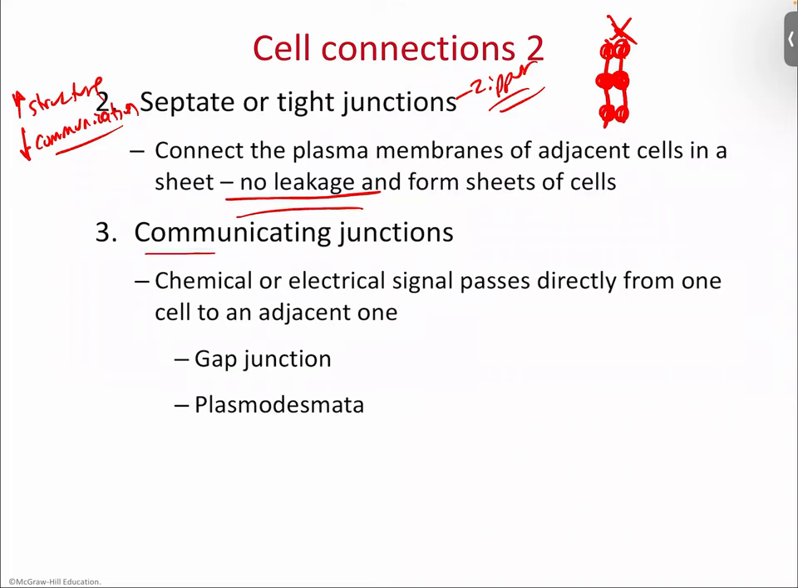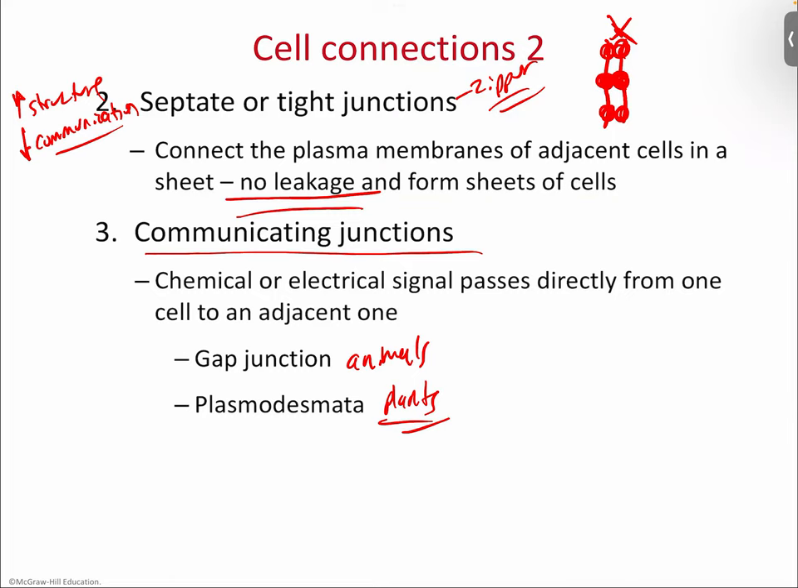And then, of course, the last ones are the communicating junctions. Now, communicating junctions, there's two different types. There's gap junctions, this is in animals, and there's plasmodesmata, this is actually in plants. So what exactly are these communicating junctions? Well, basically, both of them are constructed the same. Plasmodesmata are very similar to gap junctions, just that they're in plants.